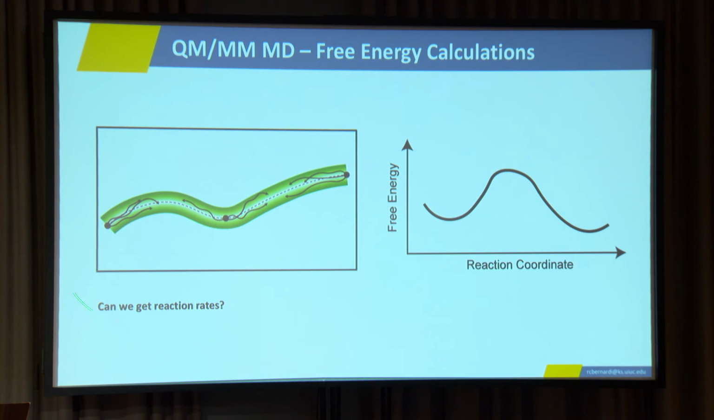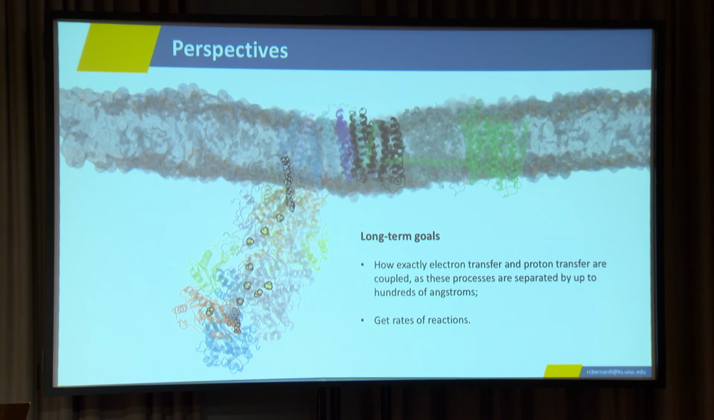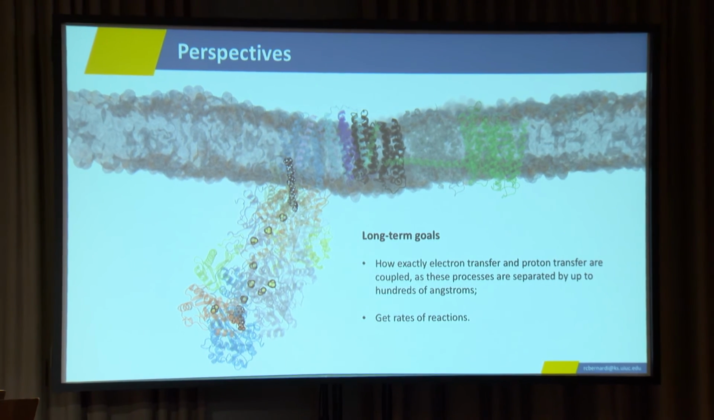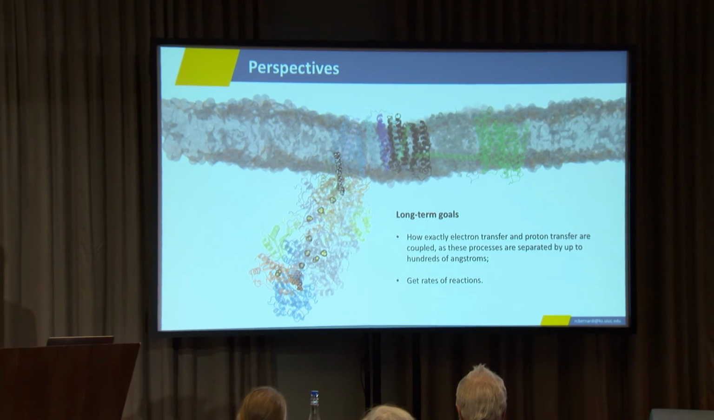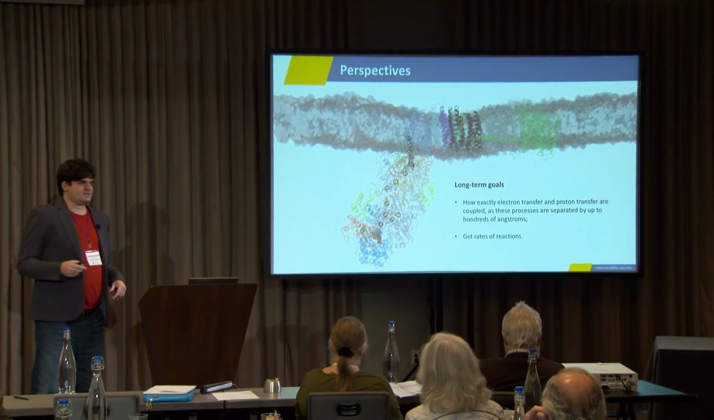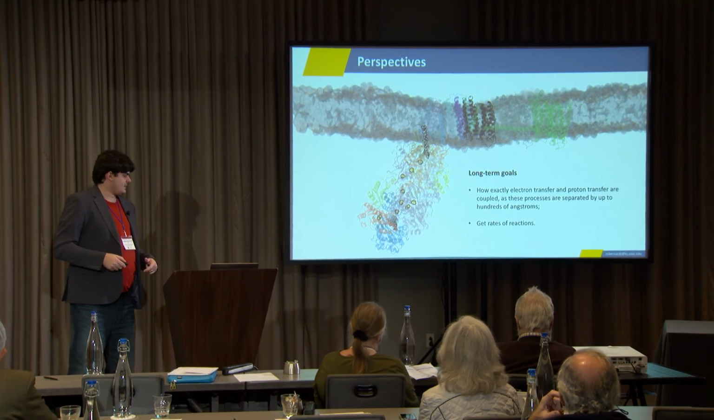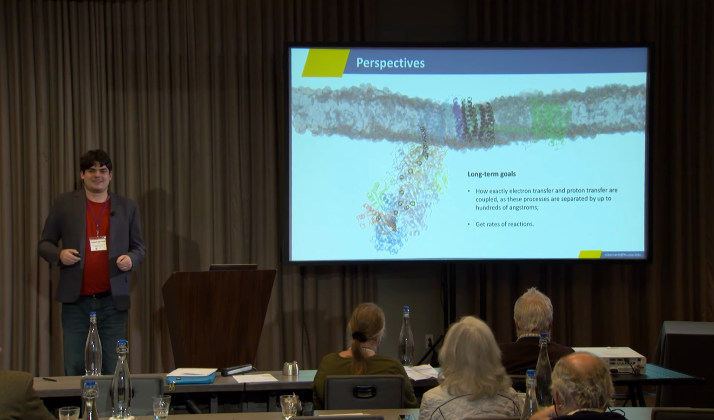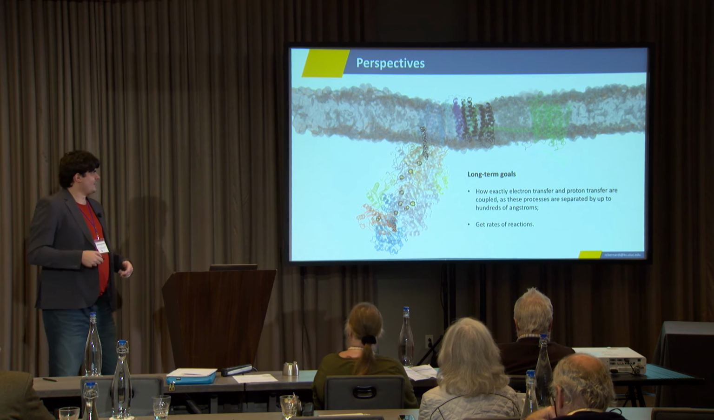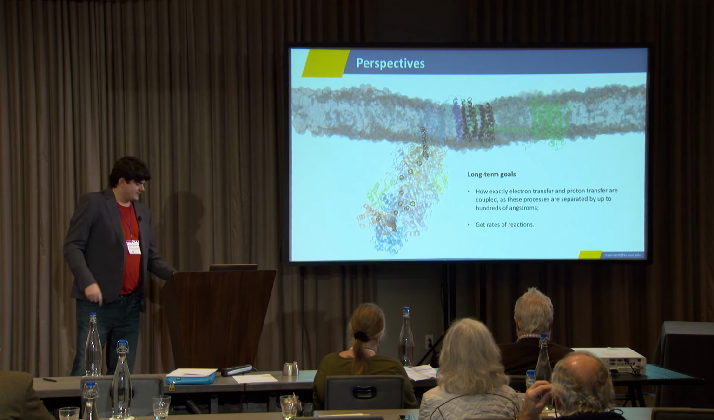And then as soon as we get a string, the next step I would say is relatively easy. That is to get the free energy over those paths. And that's our main goal for the future. So what we want at the end is to understand how exactly this electron transfer and proton transfer are coupled, how these two parts of the system work together, and also get, hopefully, the rates of these reactions and see how we can modify them, play with these numbers.